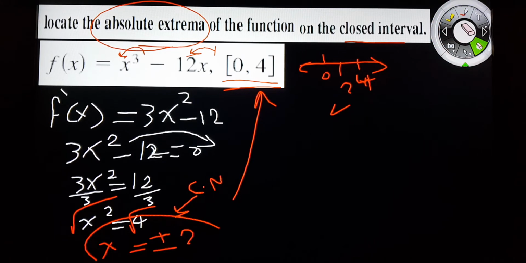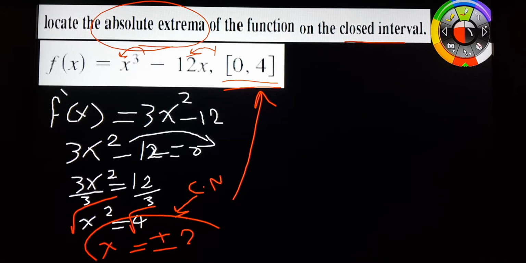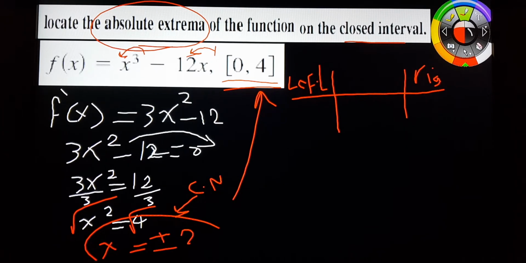So here, what will we do? We'll make a table here, put here the left value, and here the right value, and in the middle we put the critical numbers. Where do we get the left value? From the given closed interval. This is the left and this one the right.